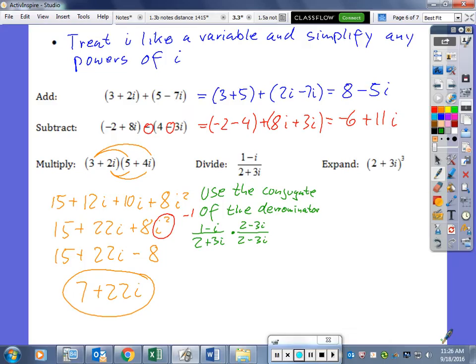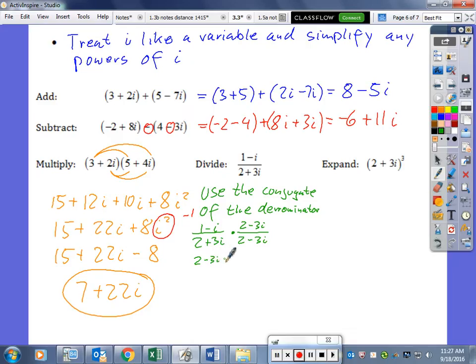And what that does for us very nicely is it gets rid of our imaginary number i, or the whole term with it, in the denominator. So let's go ahead and multiply numerator and numerator, and then denominator and denominator. We get 1 times 2 is 2. 1 times negative 3i is negative 3i.